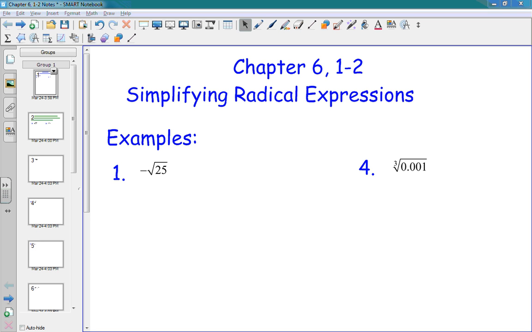Chapter 6, sections 1 and 2. Now, I put this together because a lot of the information that is in section 1 is exactly the same information that's in section 2. Section 2 is a step up.